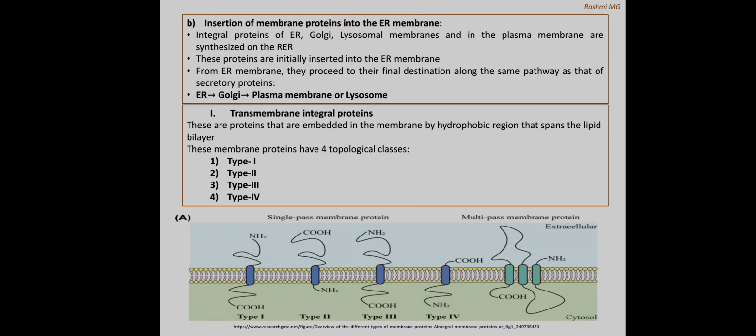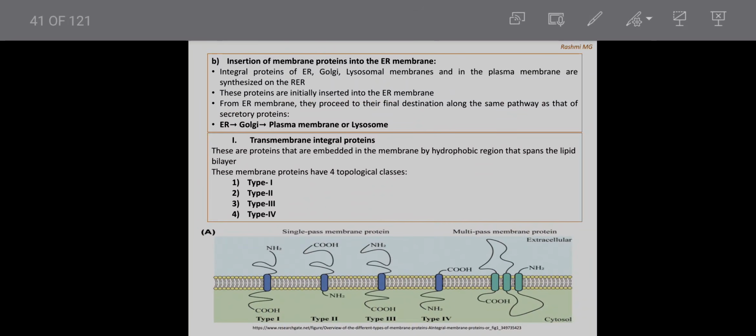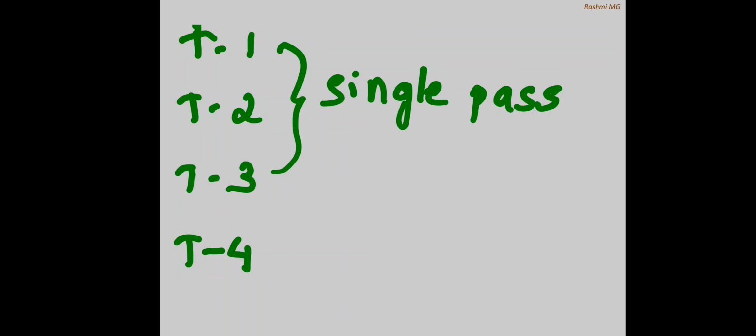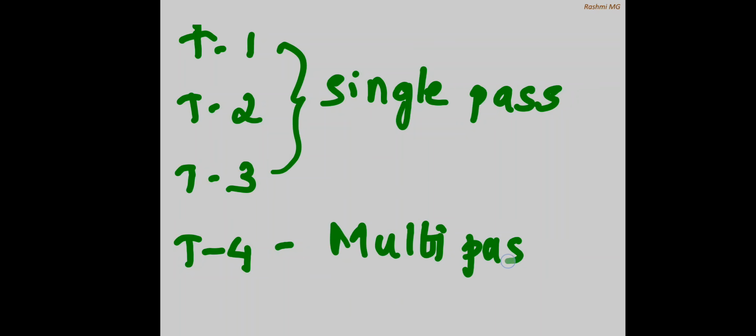In yesterday's class, we learnt about how the insertion of membrane proteins happens inside the ER membrane. And also, we learned different types of transmembrane integral proteins. That is, type 1, type 2, type 3 and type 4. Type 1, type 2 and type 3 are single pass transmembrane integral proteins. Type 4 was a multi-pass transmembrane integral protein.